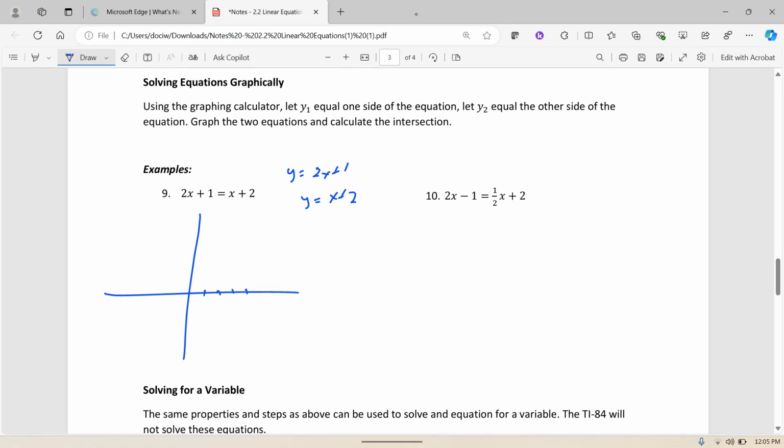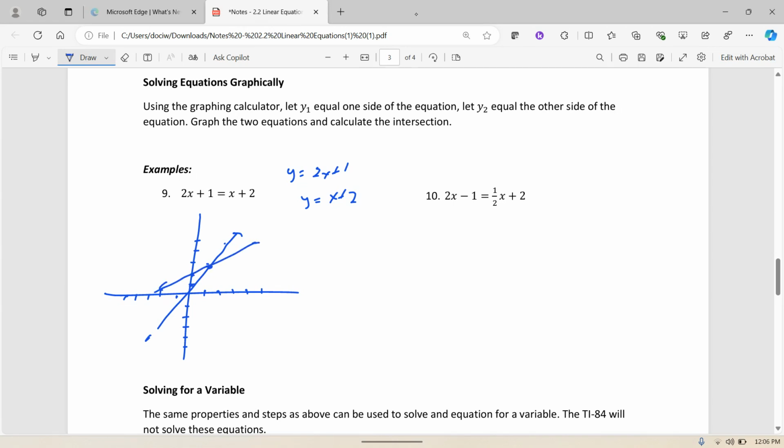1, 2, 3, 4, 5. 1, 2, 3, 4, 5. I can do this on all of the axes. Remember that when I'm going to the left or down, those are negative. Y equals 2x plus 1 has a y-intercept of 1. From there, we go up 2 and over 1, and up 2 and over 1. And we have this line. Y equals x plus 2 has a y-intercept of 2. We go up 1 and over 1, and we have this line.